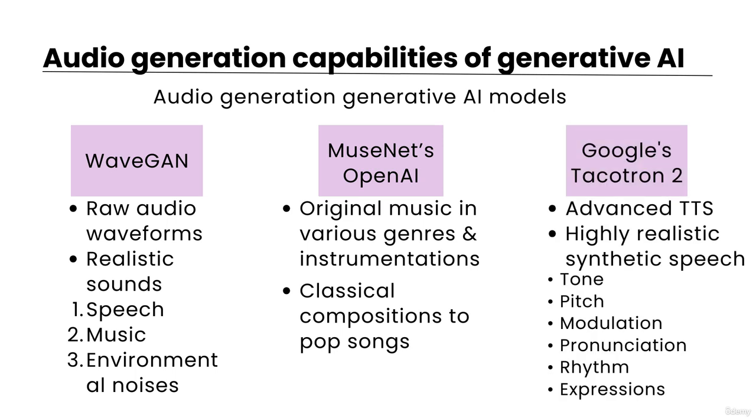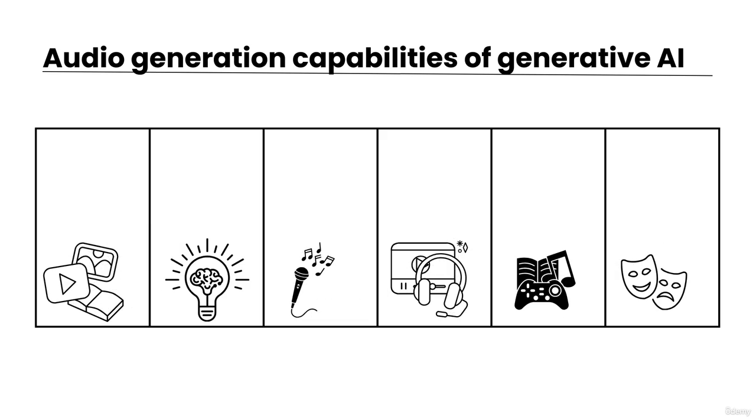Google's Tacotron and Mozilla TTS use advanced TTS systems to generate synthetic speech resembling human tone, pitch, modulation, pronunciation, rhythm, and even expressions. Audio generated by generative models has application in media, creativity, entertainment, training, education, gaming, virtual reality, and several other domains.